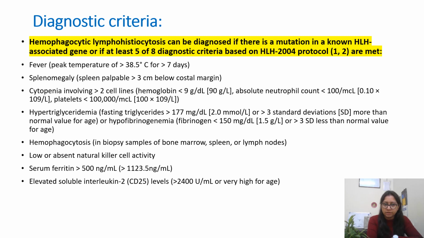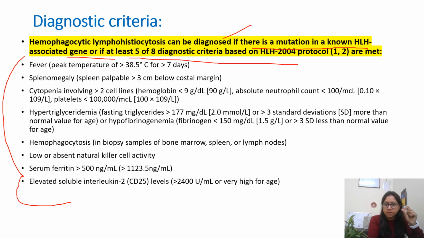So this is the diagnostic criteria, which is very important to remember. So HLH can be diagnosed if, first point is very important, there is a mutation in a known HLH associated gene, so that is diagnosed as HLH. So one diagnosis is the genetic. If you get a mutation in the known HLH gene, that confirms that the patient is having HLH or HPS. And apart from that, we have 8 diagnostic criteria, and if 5 of these are positive, so the patient presents with any 5 of 8 diagnostic criteria, we label it as HLH or HPS.